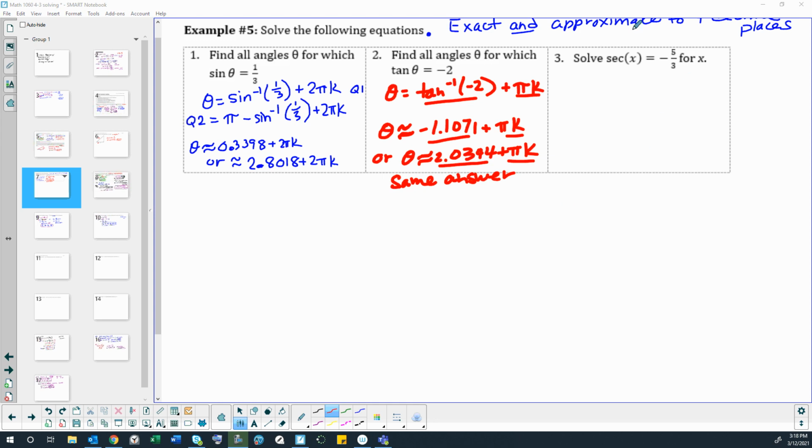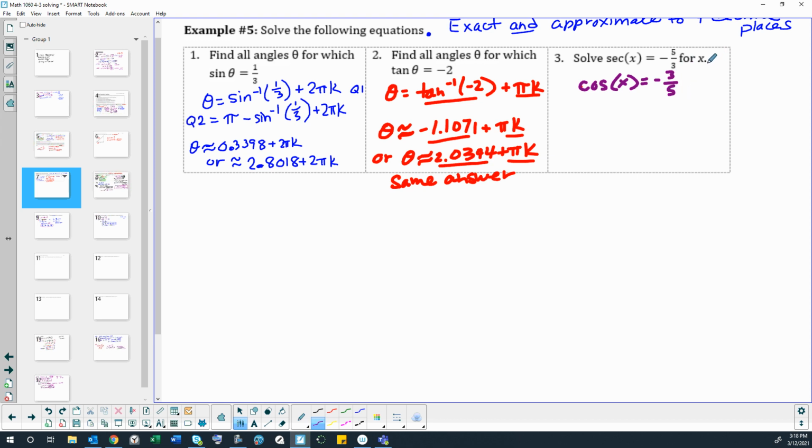First thing we need to do with question 3 is change this to cosine instead, because we're more familiar with cosine. Our calculator may not even have an inverse secant on it, right? We talked about that before. So we're going to use cosine instead. So let me change this to a cosine problem just right off the bat. Instead of secant x, it's going to be cosine x equals negative 3/5.